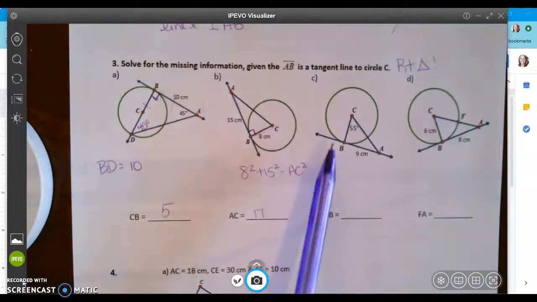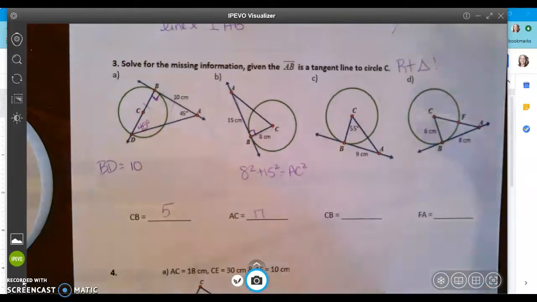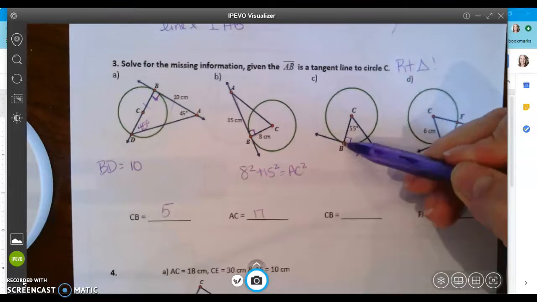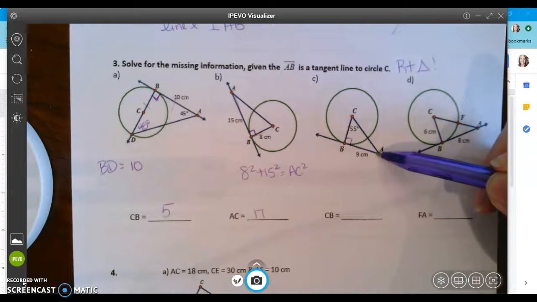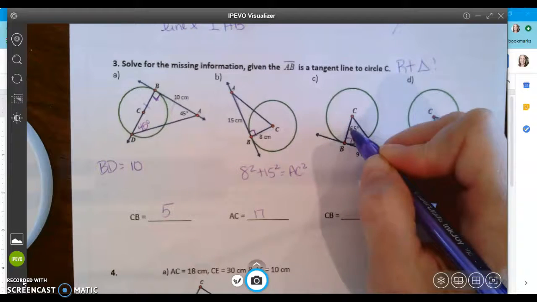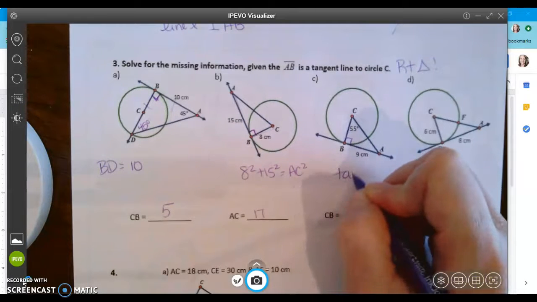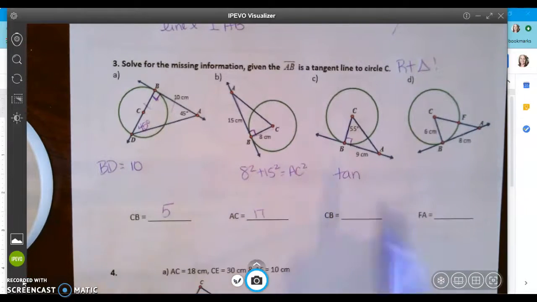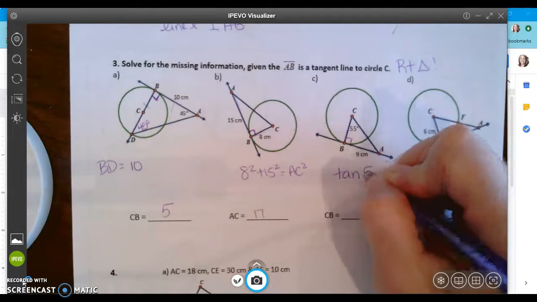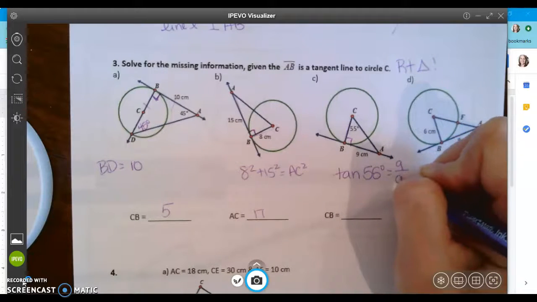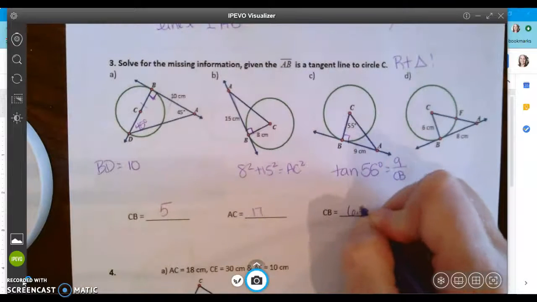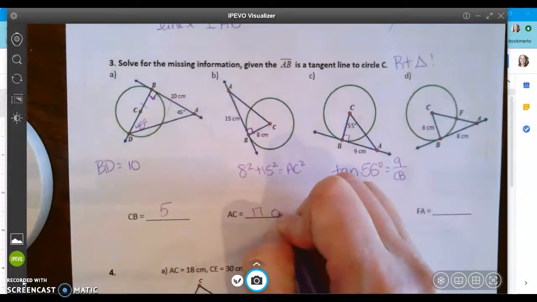All right, again, I have a tangent. I have a radius drawn to the point of tangency, which gives me a right triangle. What can I use to solve for the missing side CB? I only have one side, 9. I can use trig. This is the opposite side, this is the adjacent side, so I'm using tangent. Funny, I've got a tangent here and I'm using something called tangent. I wonder if those two things are related. Okay, and I can solve for CB. These are all centimeters.